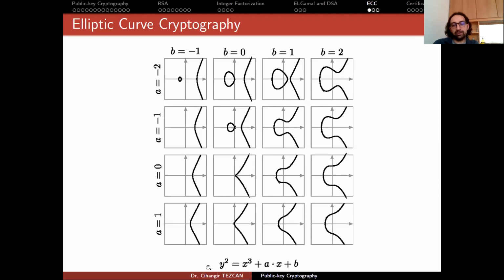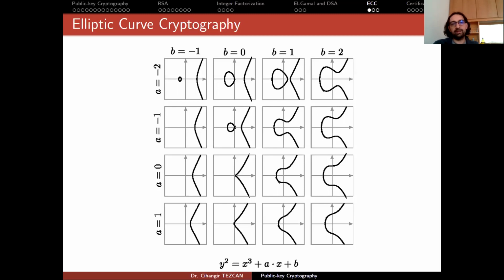Elliptic curves are actually curves that are defined like this: y squared equals x cubed plus a times x plus b. Depending on these constants a and b, the figure of the elliptic curve becomes something like this. These drawings are from real numbers, so in the real plane, the elliptic curve looks like this. But if you draw it in the complex plane, you will see a torus with a hole in it. Since there's only one hole in elliptic curves, we also call them genus 1 curves. But it is beyond the scope of this talk.